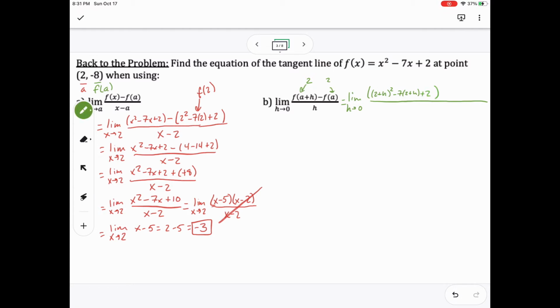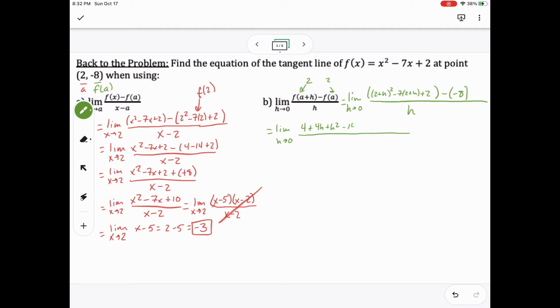So I get, instead of x squared, I get 2 plus h squared. Instead of negative 7x, I get negative 7 times 2 plus h. Like I said, I already know what f of a is, so I plug in negative 8. Our denominator is just going to be h, which makes it a little simpler at the end, which is kind of nice. But I'm going to multiply 2 plus h squared out.